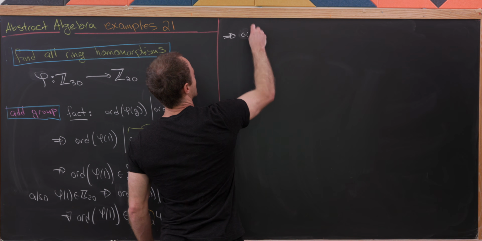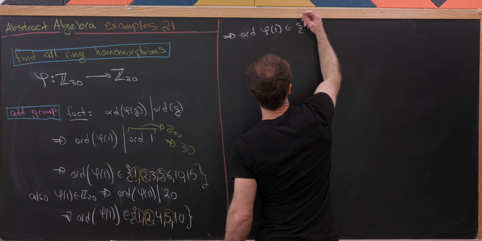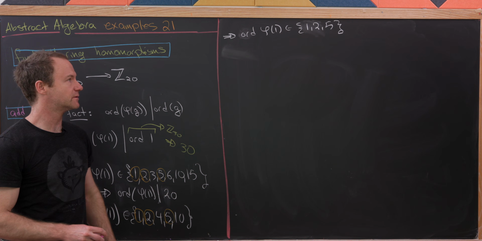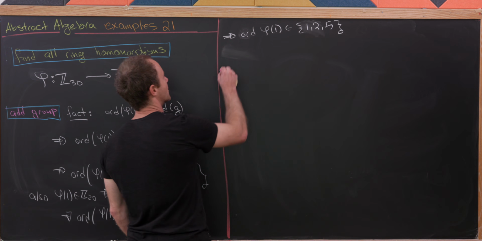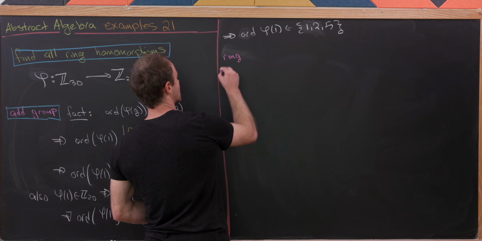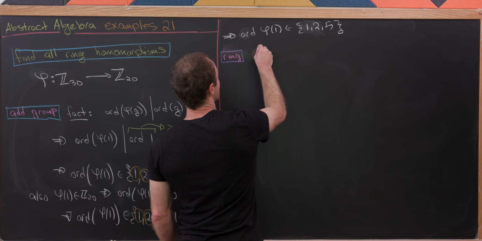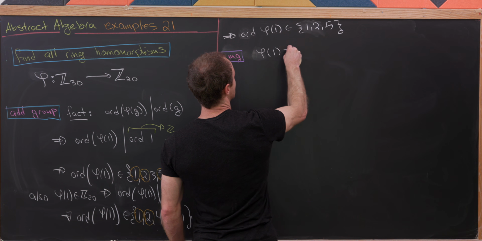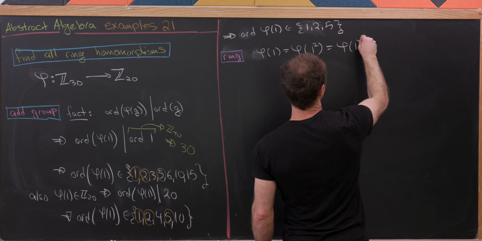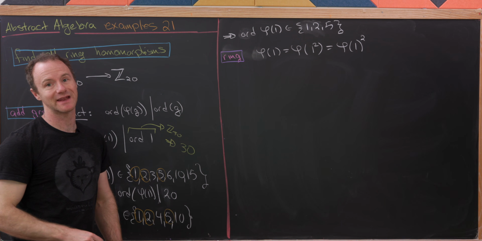So we know that the order of phi of 1 really comes from the set 1, 2, or 5. Now let's also impose one of the conditions of being a ring homomorphism before we finish this thing off. To be a ring homomorphism, you have to be able to factor across the multiplication. So we know that phi of 1 must be equal to phi of 1 squared, which is the same thing as phi of 1 quantity squared. So that means that phi of 1 must be something called an idempotent.